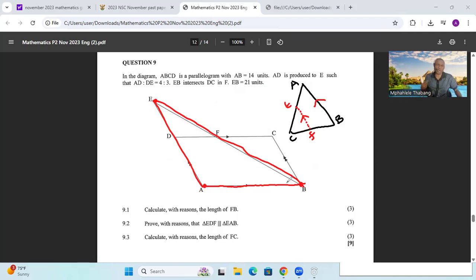Every time you have a line drawn parallel to one side of a triangle, you have to think of the proportionality theorem. In this case, this side is parallel to this line. So I'm going to focus on these two sides of the triangle.